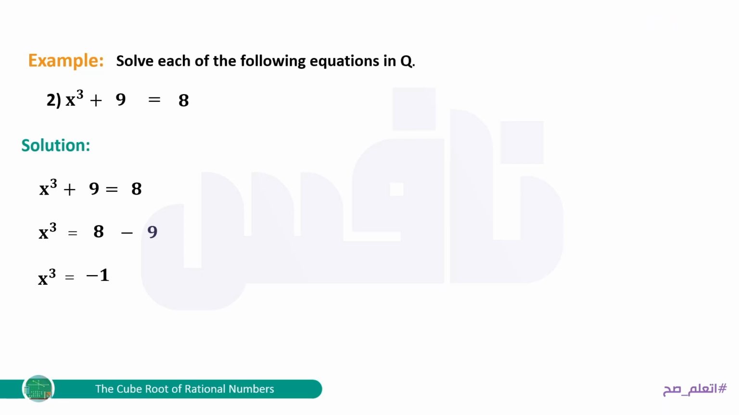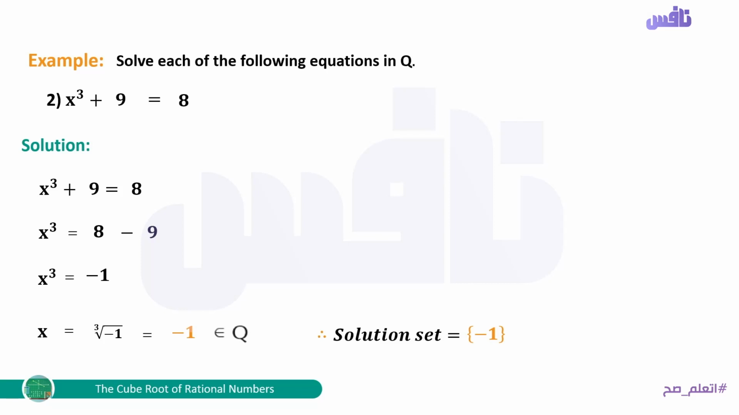The inverse operation of power 3 is cube root. So we are going to take cube root for negative 1. And the cube root of negative 1 equals negative 1. Negative 1 belongs to Q. So the solution set equals negative 1.